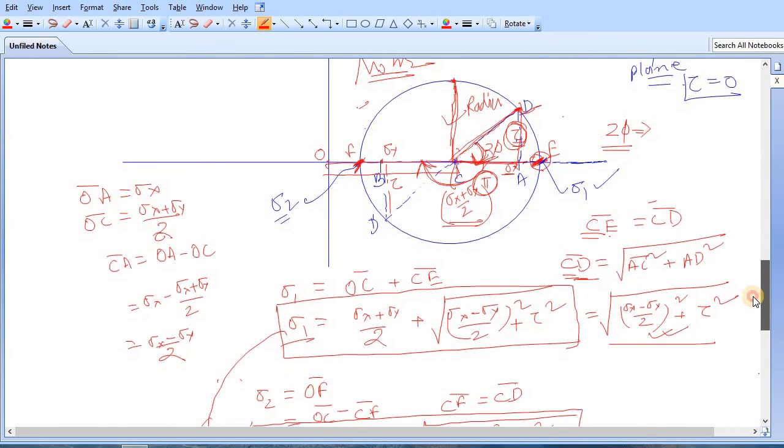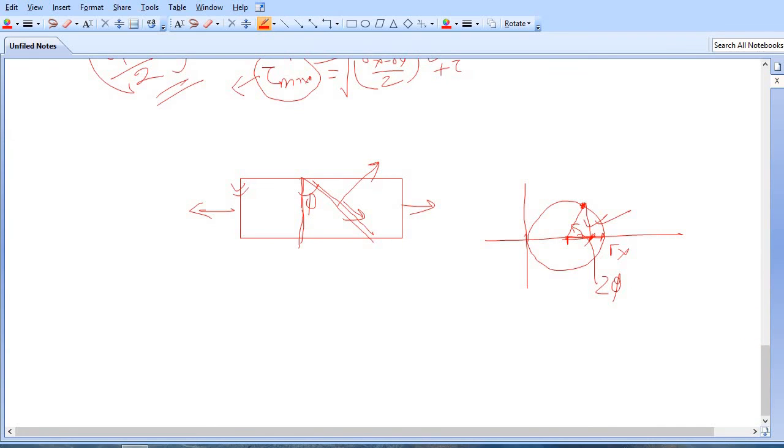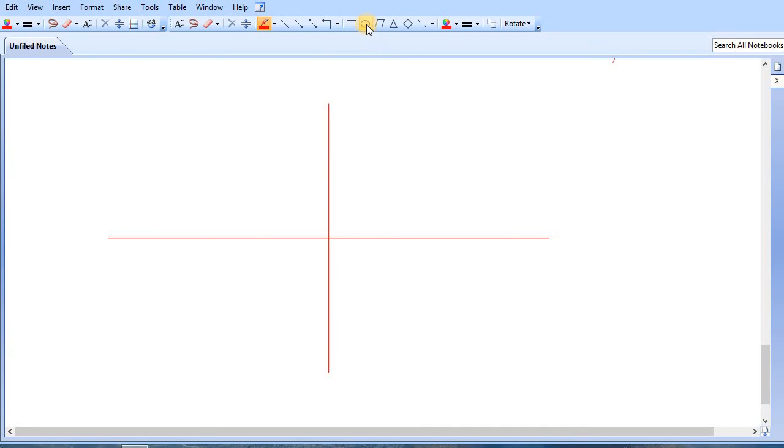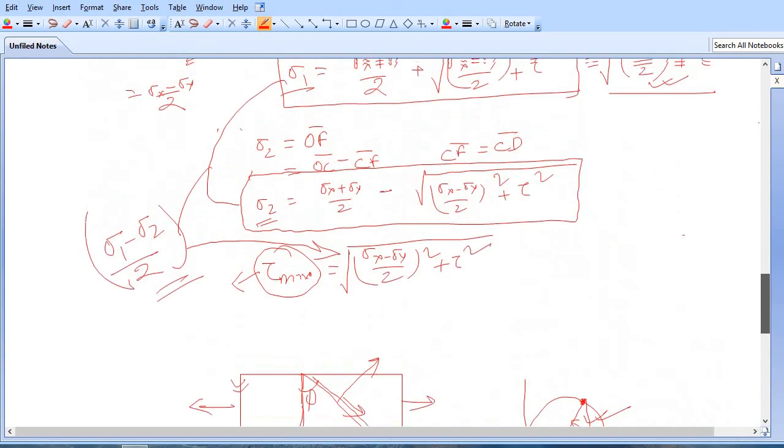So what is the value of phi? This has become quite clumsy, still let's draw it clearly. This is our coordinate system, this was our circle, and this was center C, this was A, this was B, this was E, this was F, this was D. So what is 2 phi? We have measured 2 phi clockwise. So tan 2 phi is equal to dA by CA, no doubt in that. You know dA is your tau, and CA you have already found out the value. What is CA? Let's check.